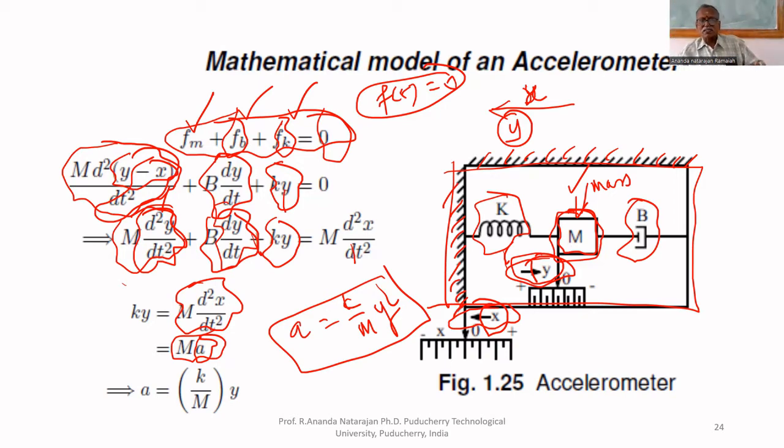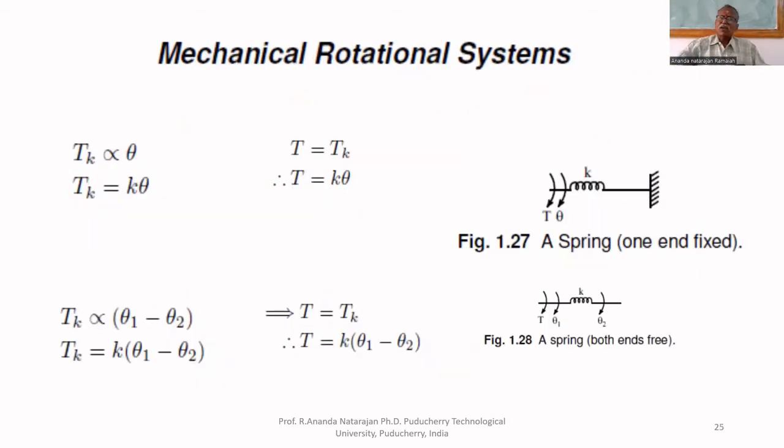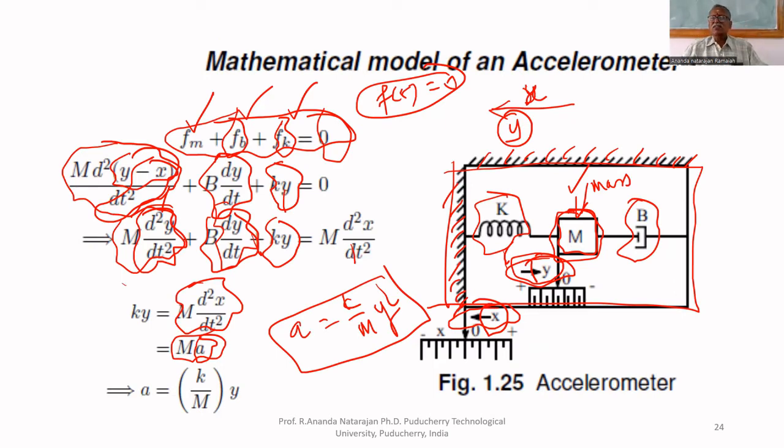So for a constant acceleration, the equation can be reduced to ky equal to m d square x by dt square. But d square x by dt square is acceleration. We can replace d square x by dt square with acceleration. Therefore, ky equal to ma or a equal to k by m multiplied by y. That's all. This is for constant acceleration. If the acceleration is not constant, then it is called the dynamic equation. In that case, what happens to the transfer function we will see now.